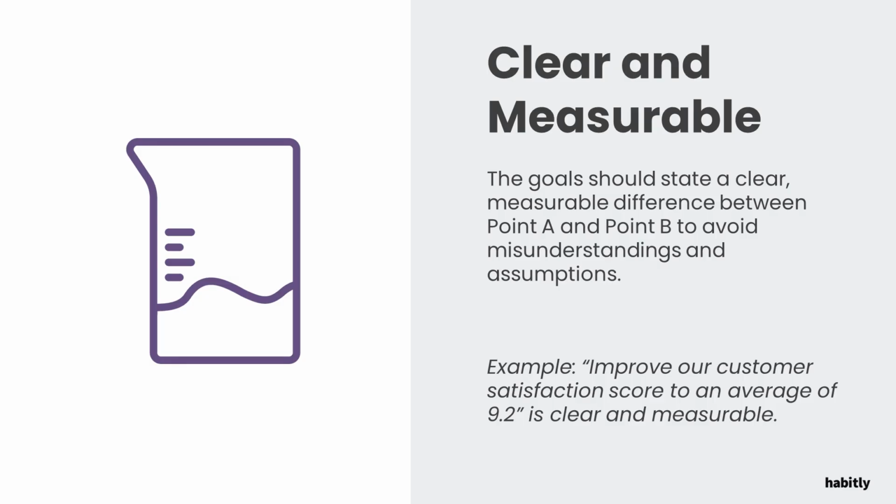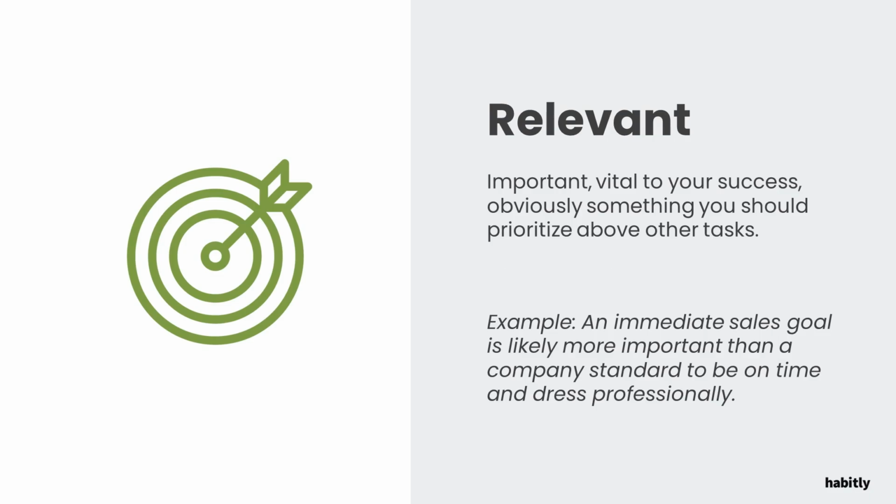For instance, if you have a goal to improve customer satisfaction, it's not measurable. However, if you revise that goal to state, improve our customer satisfaction score to an average of 9.2, then the definition of what qualifies as achieving the goal is clear to everyone. It's simple, it's straightforward.